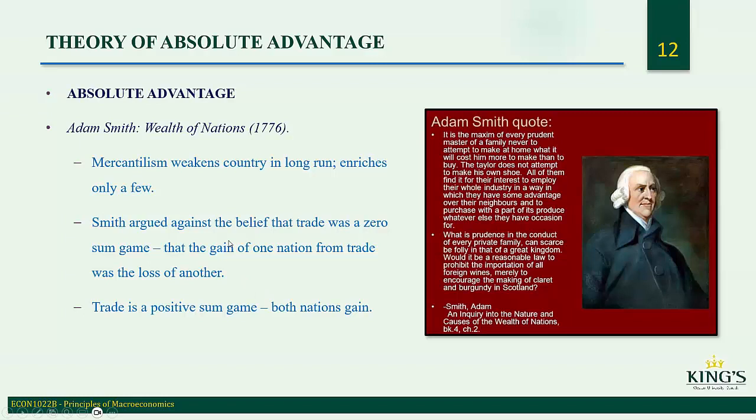Adam Smith did his writings in 1776. He was pointing out the flaws with mercantilism, and he says that in the long run, it only enriches a few and it weakens the country long term. He argued against the belief that it was a zero-sum game. It's not just a set economic pie or amount of wealth that you should be concerned about with trade, because there are such massive gains that you can have. If you do it right, you get a much larger economic pie. And it's not always bad.